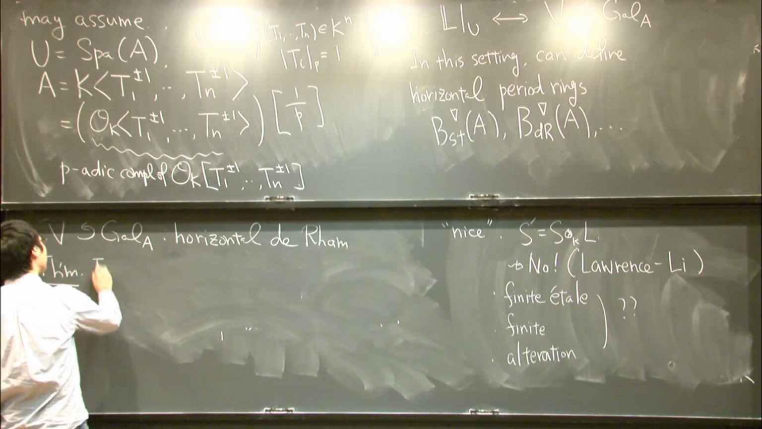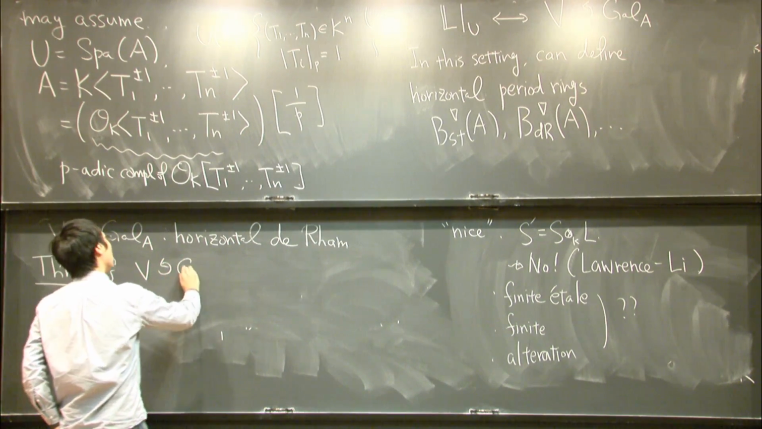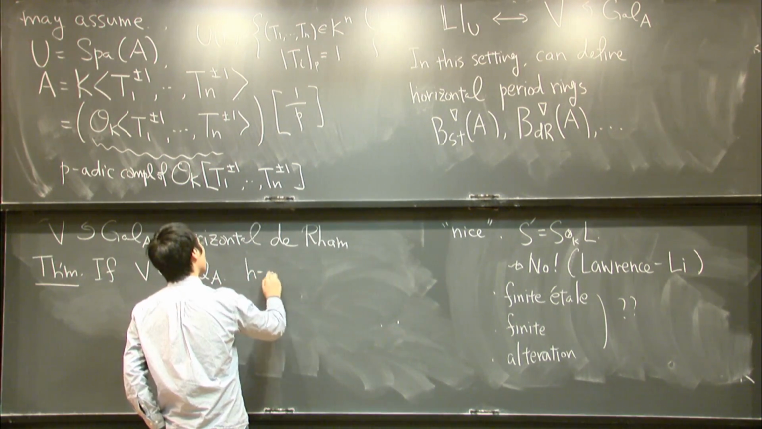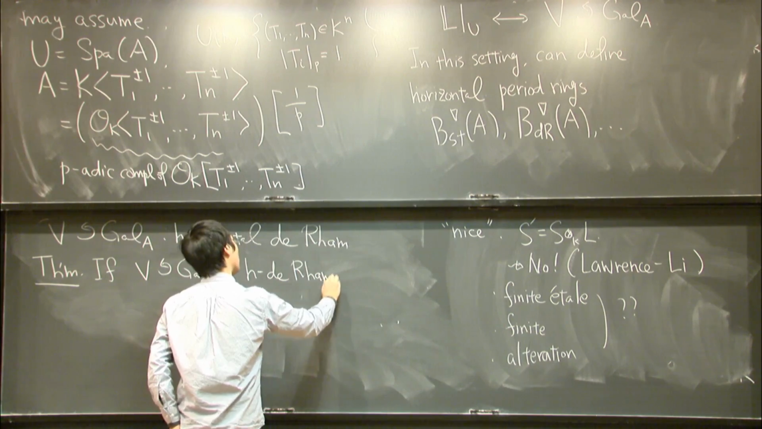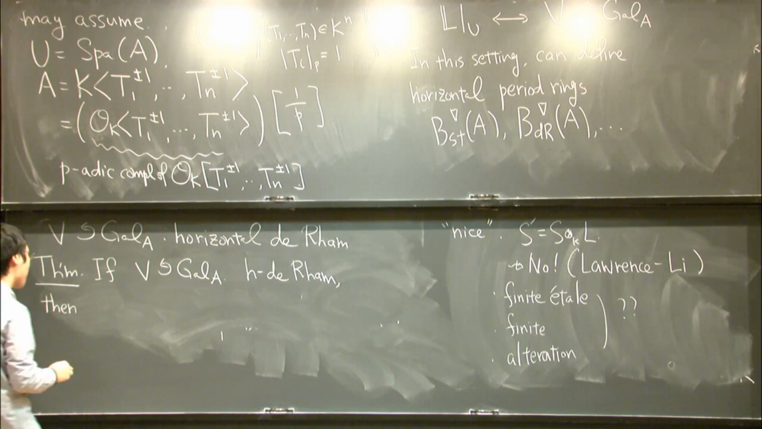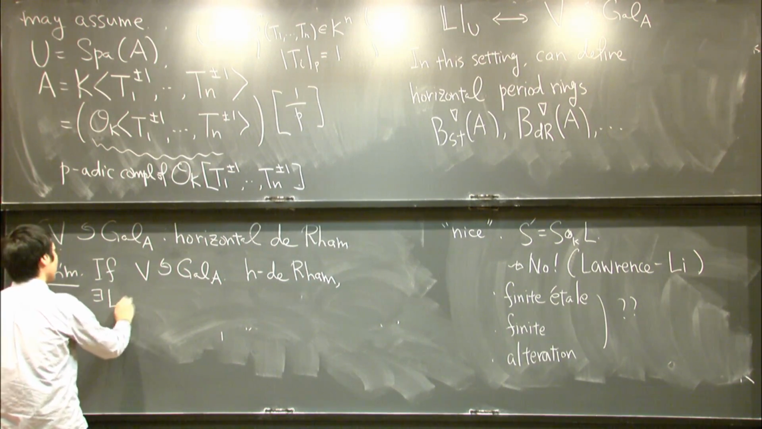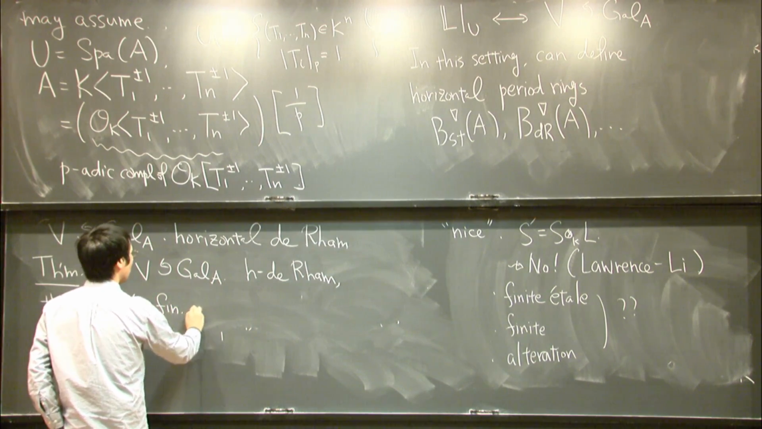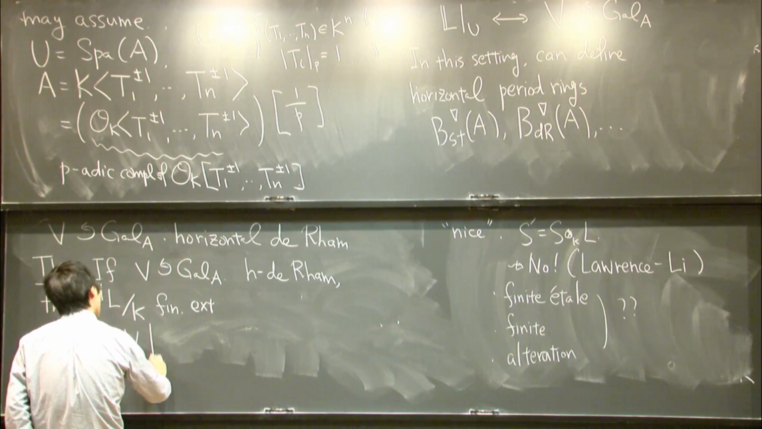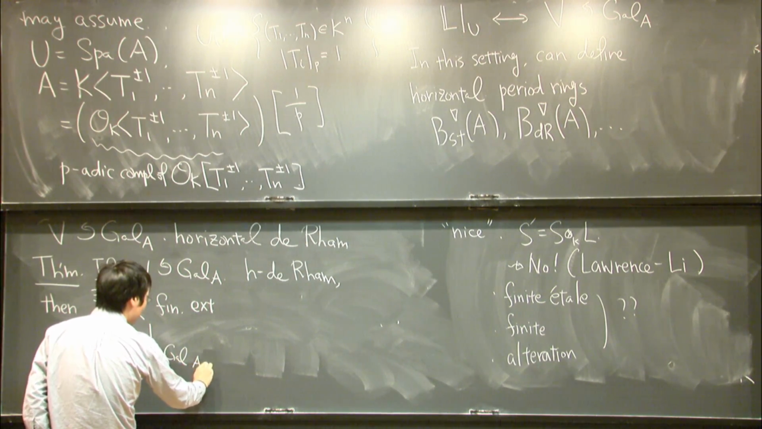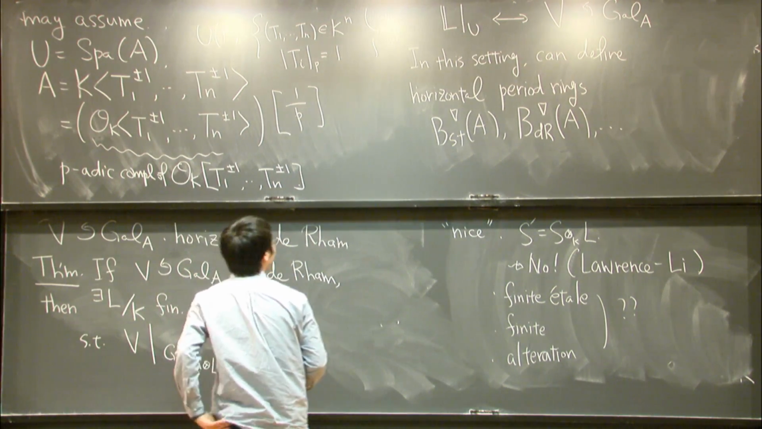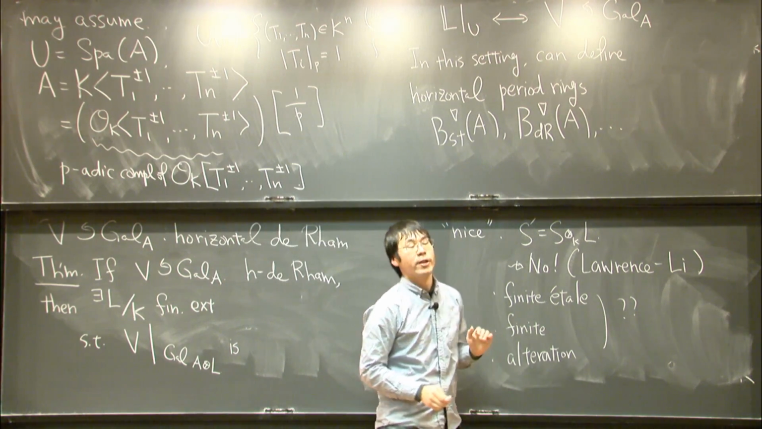Namely, if this Galois representation V of A is horizontally de Rham, then there exists a finite extension L of the base field such that V restricted to the Galois representation of the base change of A to L is admissible with respect to the horizontal semistable period ring.